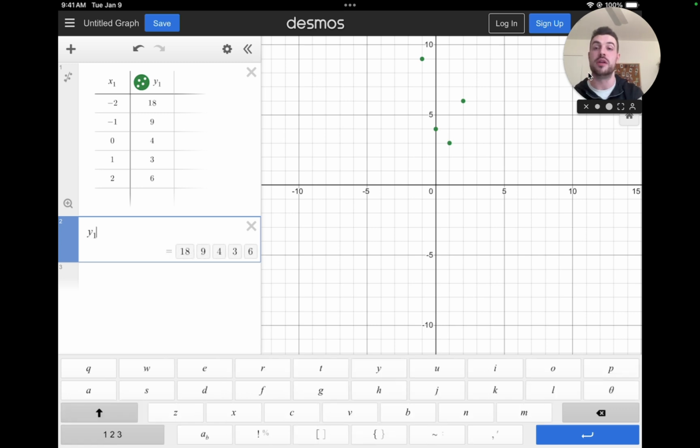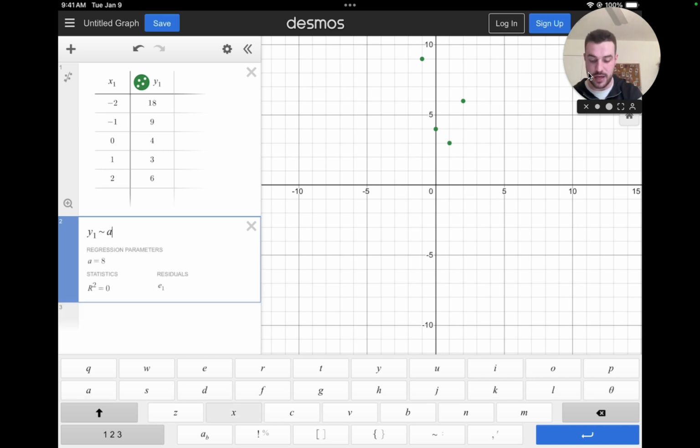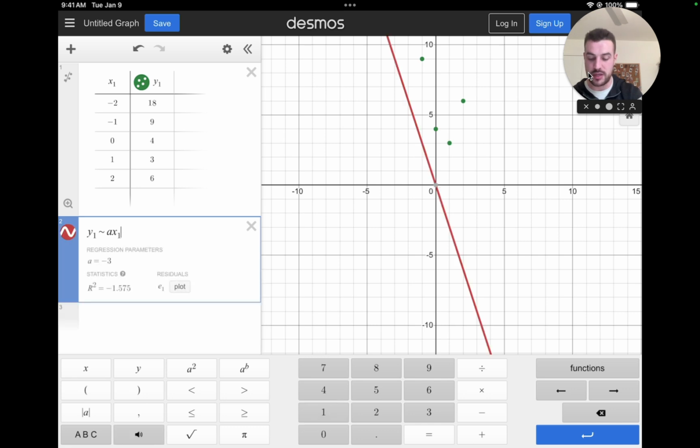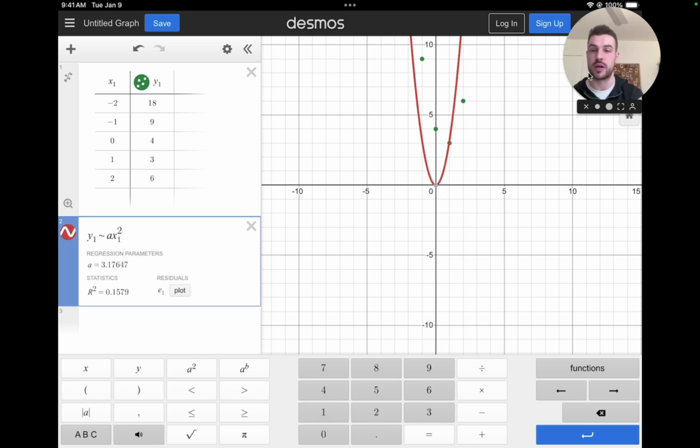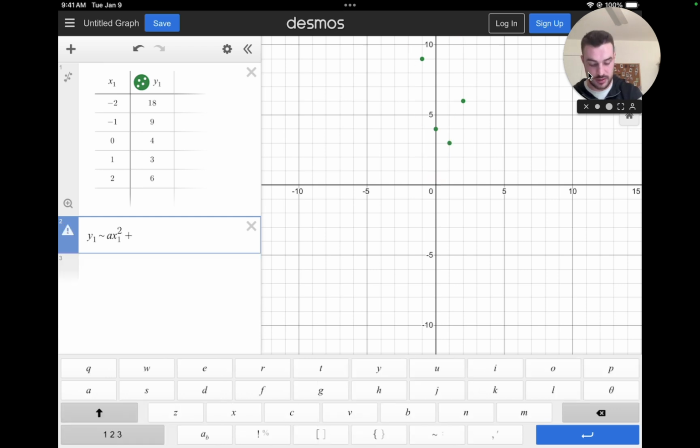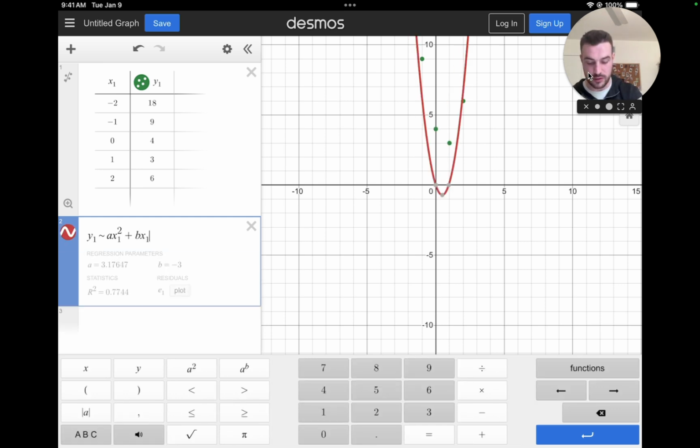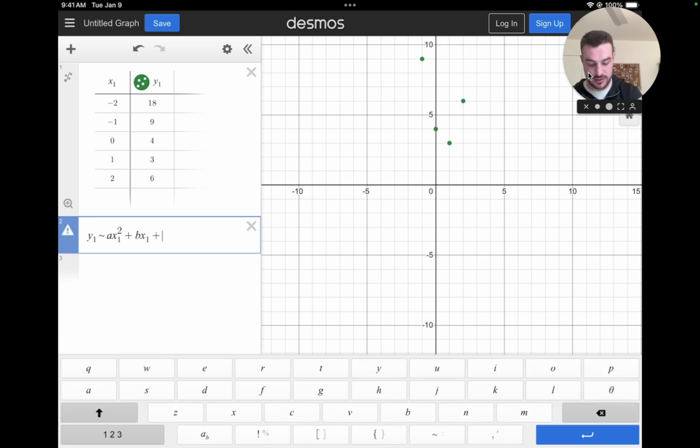So we have y1 because the values in our table have a y1 value. If you look at the top next to that green circle, it says y1. If it was a y2, we'd put y2 and so on. Then I'm going to use the tilde, that squiggly line there, and then I'm going to write a quadratic equation. I have a as my unknown leading coefficient, x1 squared, plus b x1 plus c.